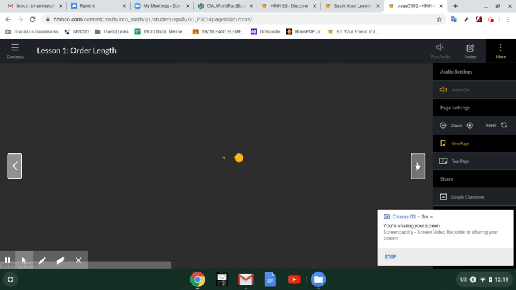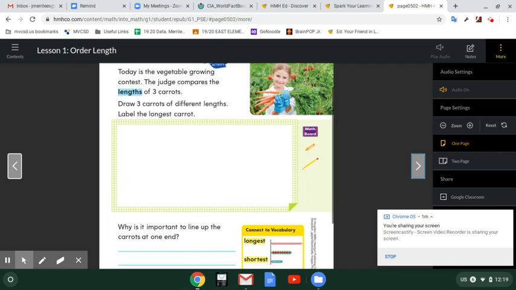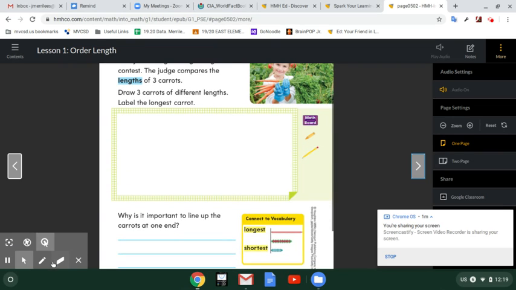And then you're going to venture into the next page, build understanding. Today is the vegetable growing contest. The judge compares the lengths of 3 carrots. Draw 3 carrots of different lengths, label the longest carrot. So I'm going to do a really quick picture. You know that this is not about art for me. This is about getting it done.